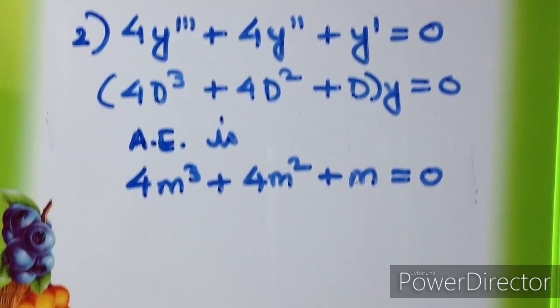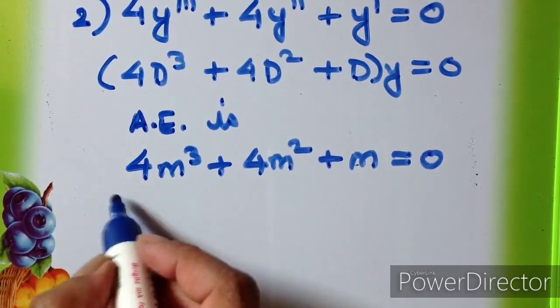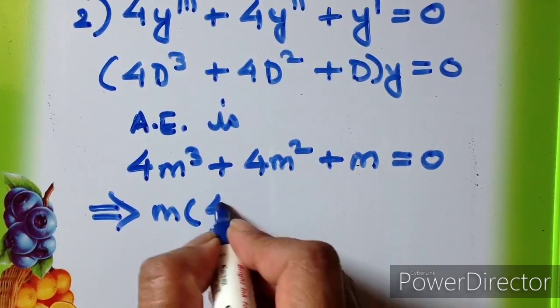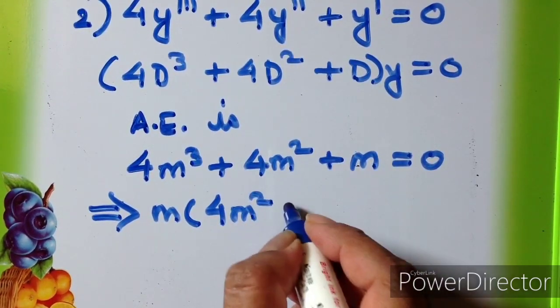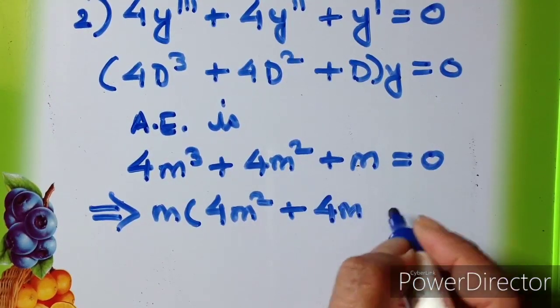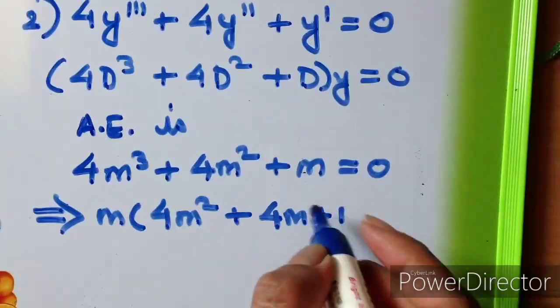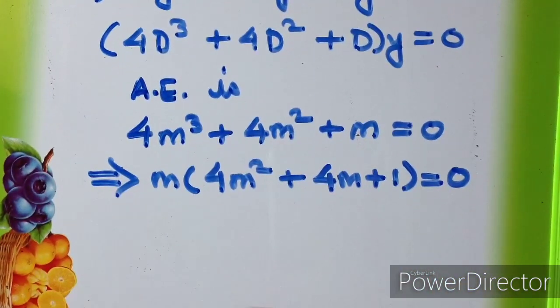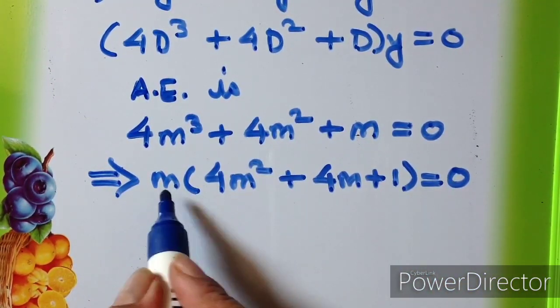So this equation we have to solve. I can simplify this, take m common, plus 4m plus 1 is equal to 0. This is what I can do. Now I have to solve both of these.